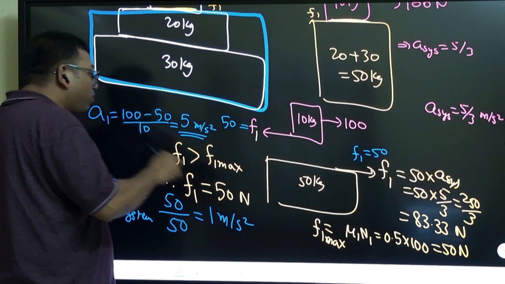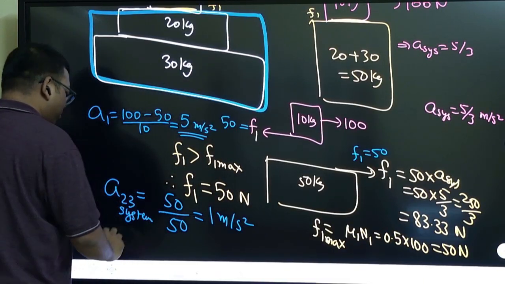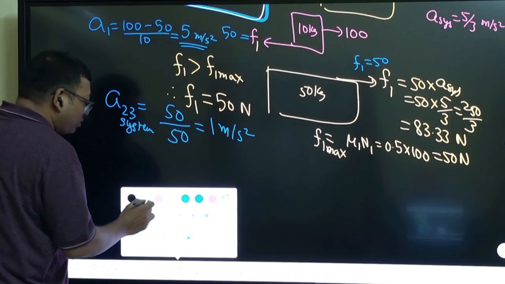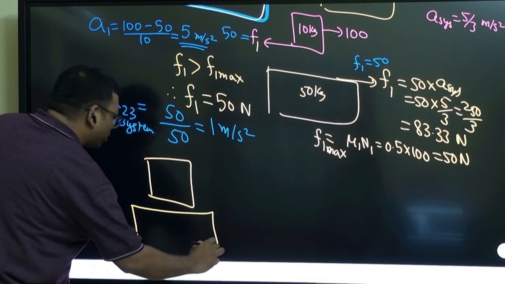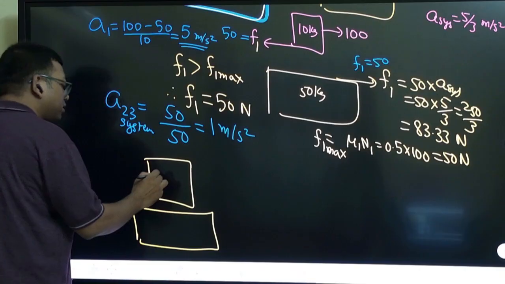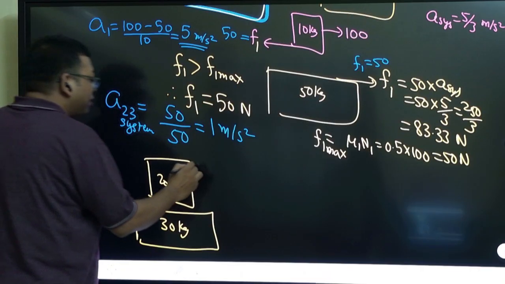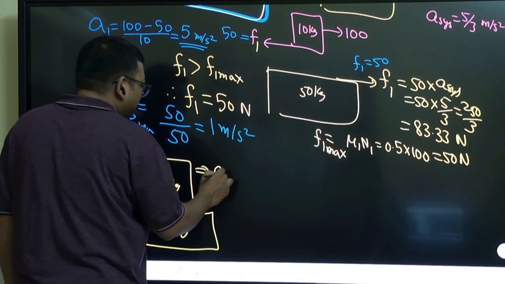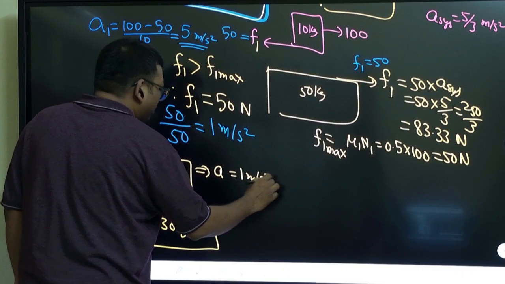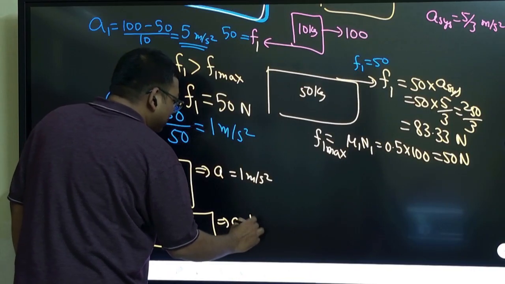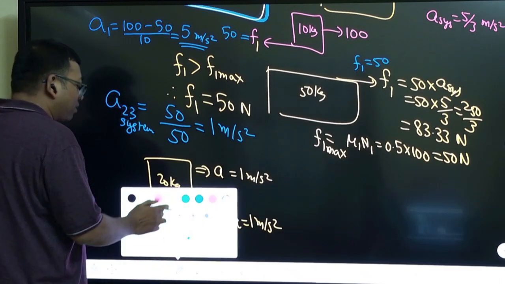2 3 system. Now we'll go inside this 2 3 system and we'll see individual blocks now. So now this question has become a part of this lower two blocks. Lower two blocks is 20 kg and 30 kg, right? And we will assume that this acceleration is 1 meter per second square, and also we will assume that this acceleration is 1 meter per second square. Okay, and then we'll try to calculate the friction.